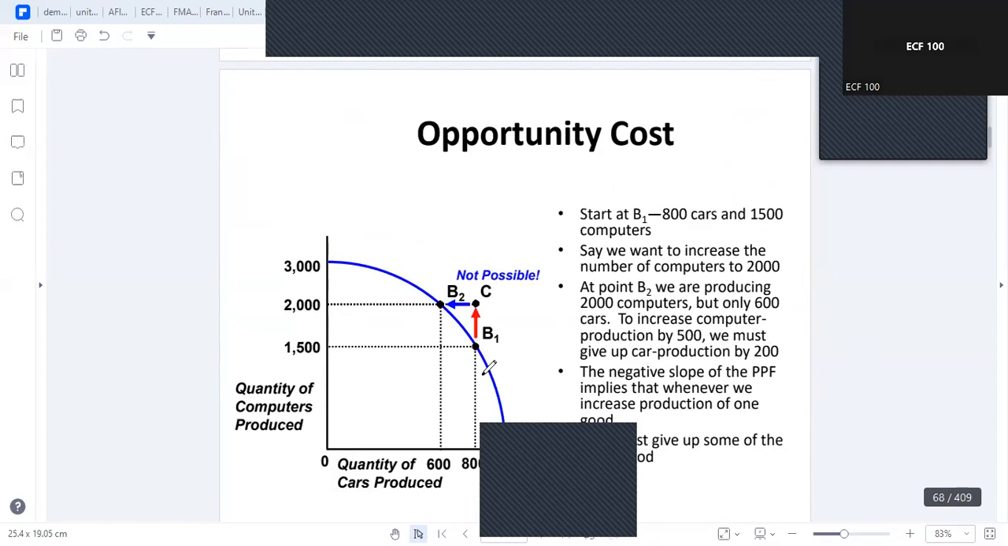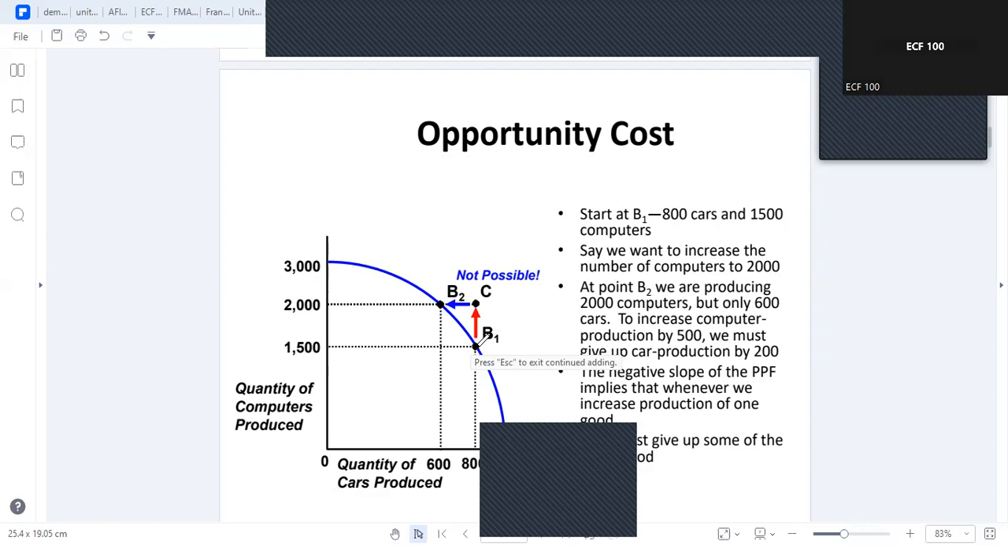So looking at this example here at B, we have what? 800. At B1, we have 800 cars and 1,500 computers. So if we want to increase the number of computers to 2,000, what do we do? We are going to apply opportunity costs. So we're going to give up a certain number. So B to B2, we're moving in this direction.